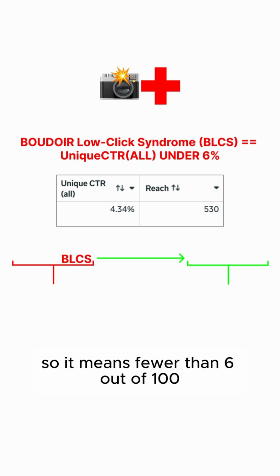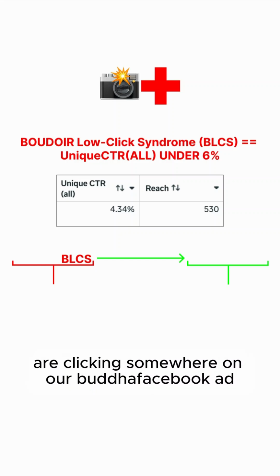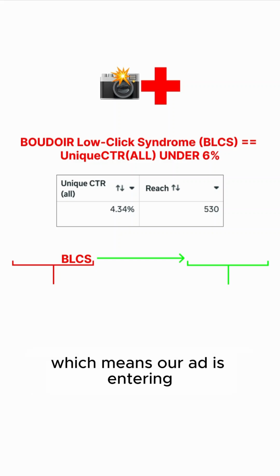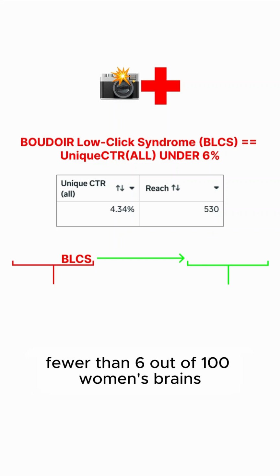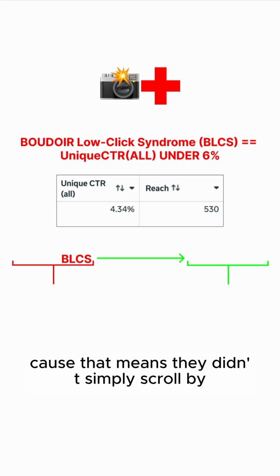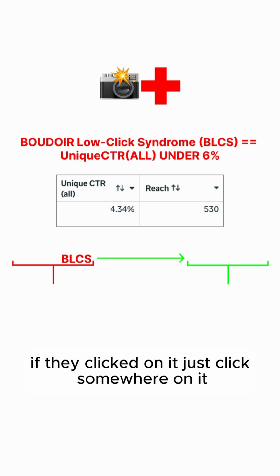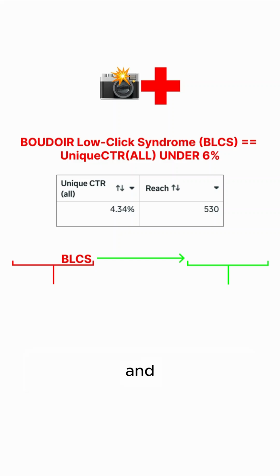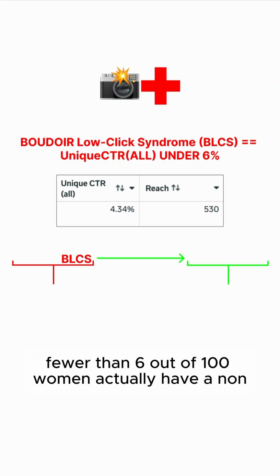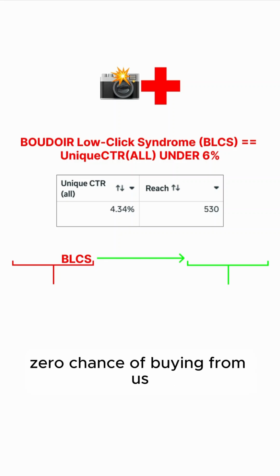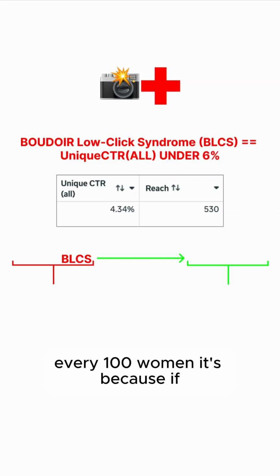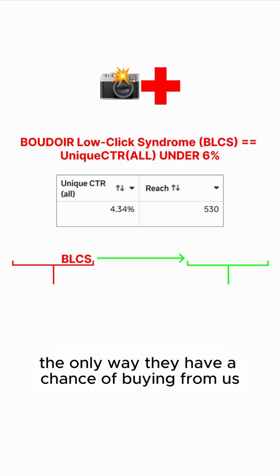So it means fewer than 6 out of every 100 women are clicking somewhere on our Boudoir Facebook ad, which means our ad is entering fewer than 6 out of 100 women's brains, because that means they didn't simply scroll by if they clicked somewhere on it. And that means fewer than 6 out of every 100 women actually have a non-zero chance of buying from us.